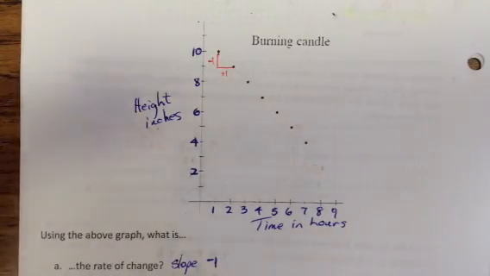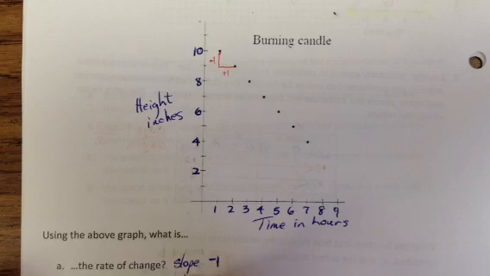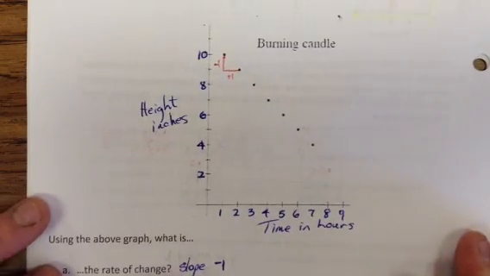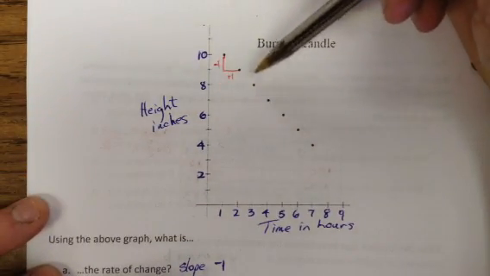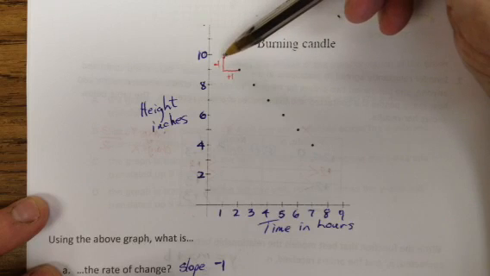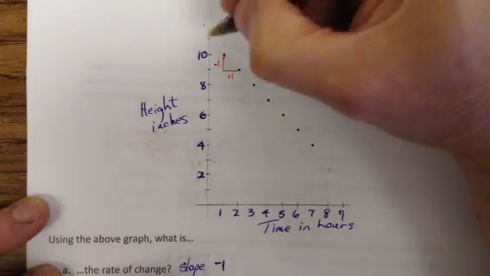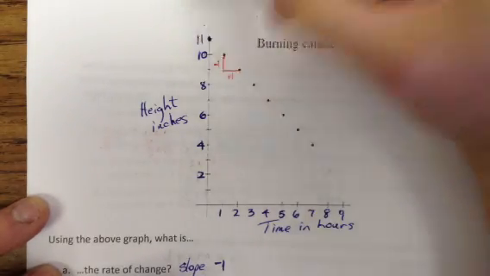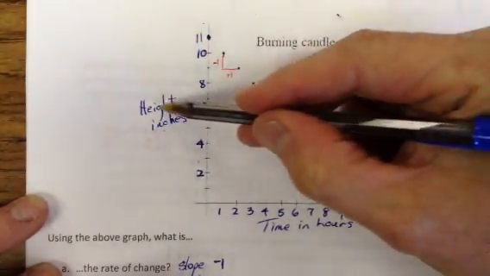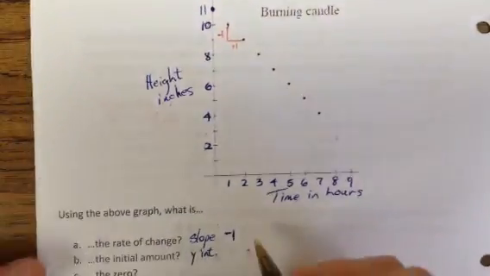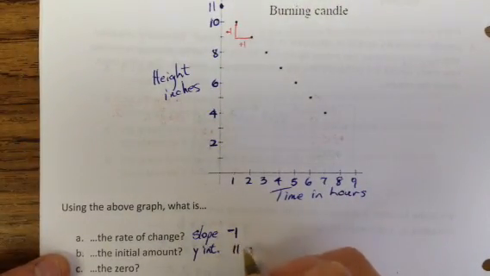What is the initial amount? Remember, the initial amount is the y-intercept. And so we look up here, we're going to have to continue this, right? This is 1, 10, so if I continue this slope triangle, I'm going to go up right here. And you can see that I'm at 11, and remember this is inches. So this is going to be 11 inches.